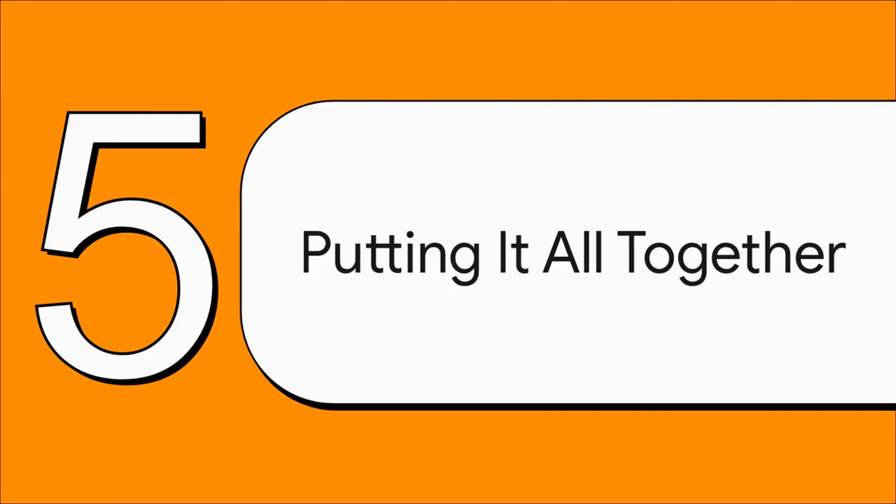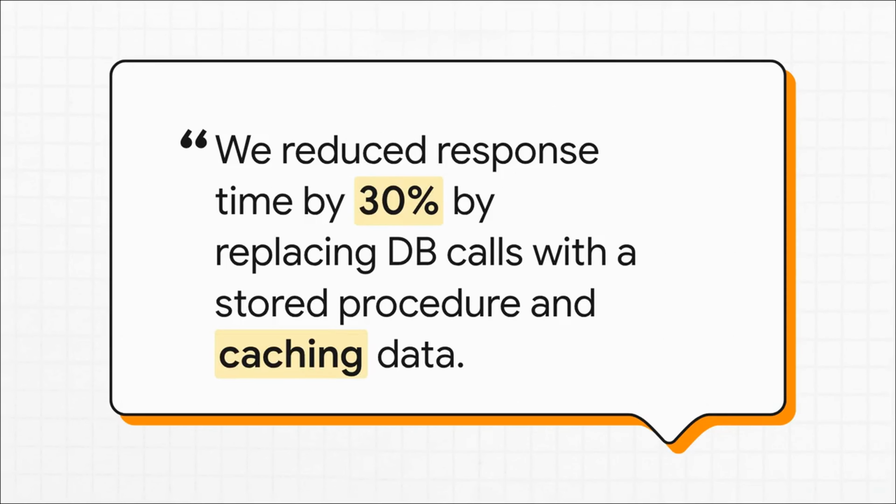So, we've talked about the code, the data, and the memory, all in theory. But what does this actually look like in the real world? Let's see how it all comes together. 30%, just look at that number. What do you think that represents? It's not just some random number I pulled out of a hat. No, this is a real-world result. This is a direct quote from a developer who did exactly what we've been talking about. They cut their API response time by a massive 30%.